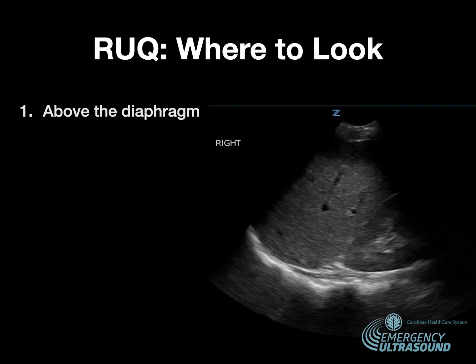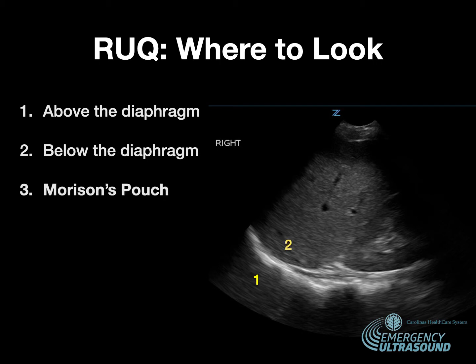So where are we looking? We're looking above the diaphragm, we're looking below the diaphragm, we're looking in Morison's pouch, which is the most critical here, then the inferior pole of the kidney and the tip of the liver.